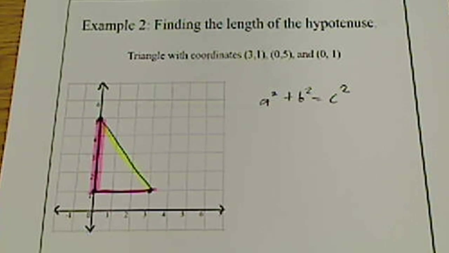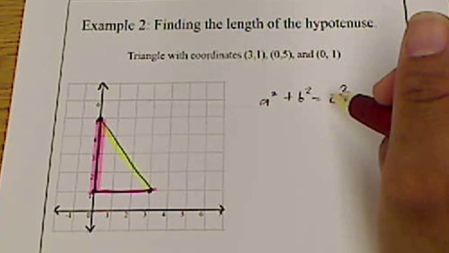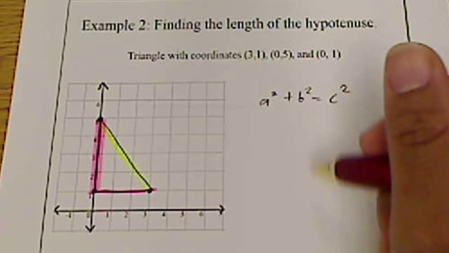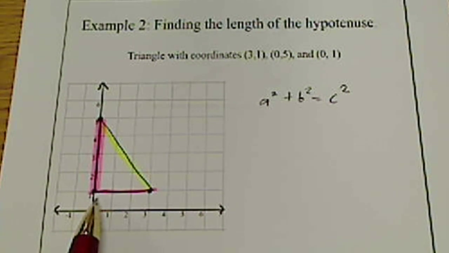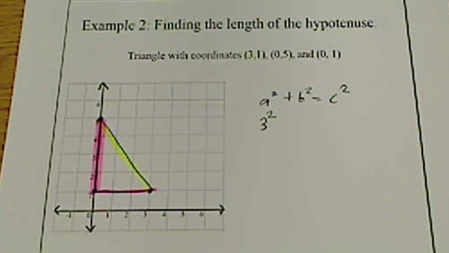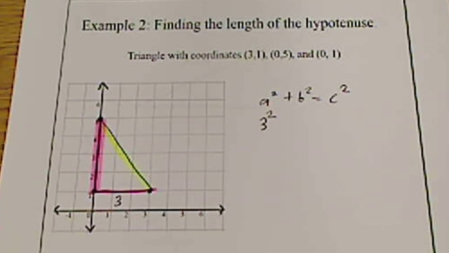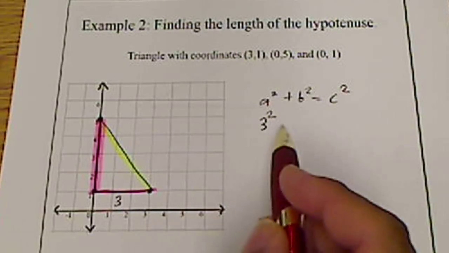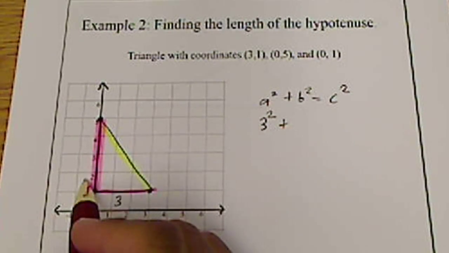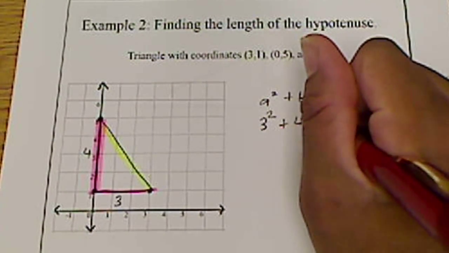All right. So once I look at that, I look at my legs and I see, hey, what is that side length? And all I have to do is count these. Okay. So I got 1, 2, 3. So that's going to be 3 squared. So that'll be 3. All right. This other leg is going to be 1, 2, 3, 4. So I know that's going to be 4. So that's going to be 4 squared.